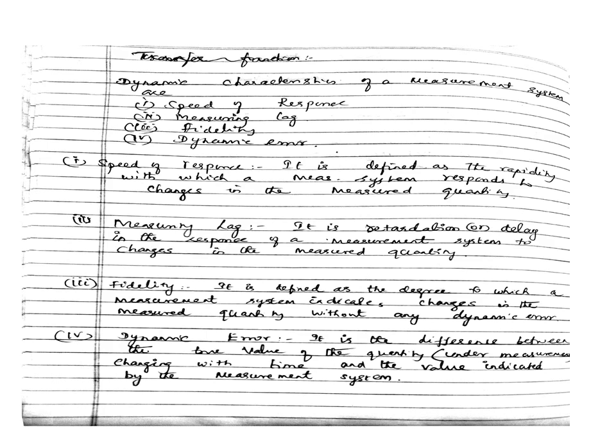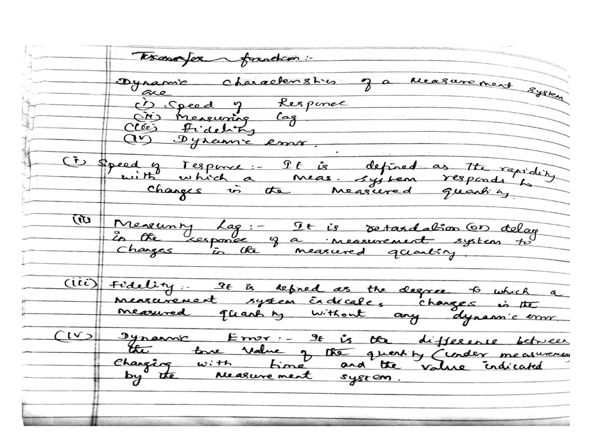The second one is measuring lag, or measurement lag. It is the retardation or delay, because we know that lag is nothing but a delay, in the response of a measurement system to changes in the measured quantity. Okay, for example, if you are going to measure temperature and I introduce some changes, how fast is my measurement system capable of capturing that change in the temperature? That is defined as measurement lag.